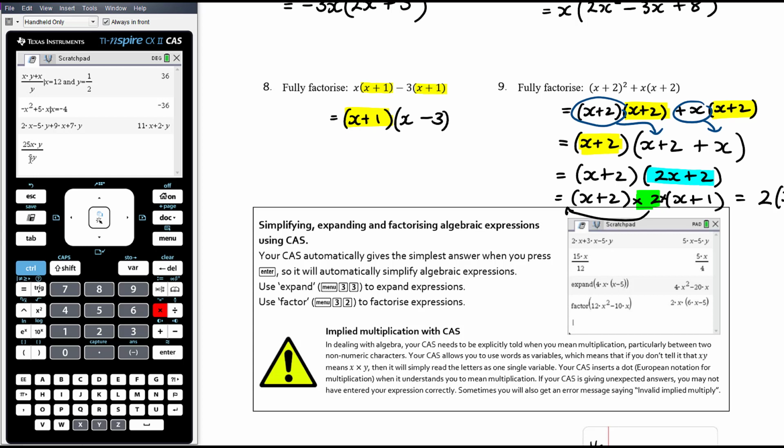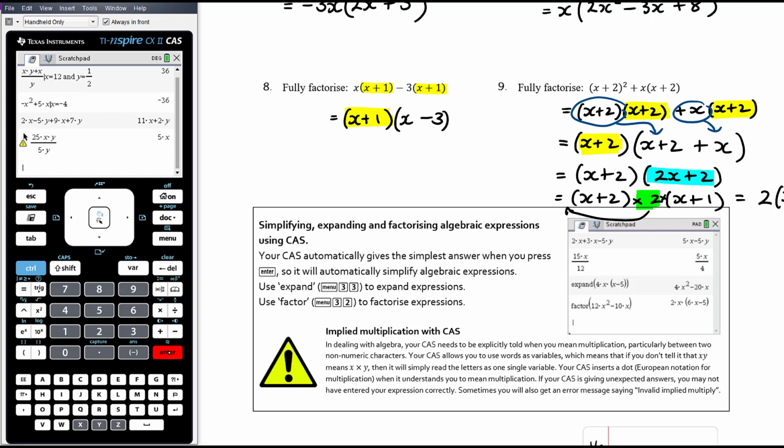When I press enter here, it'll simplify it so it won't show you, but it'll insert multiplication symbols. So look at the line above. When I typed 2x minus 5y plus 9x plus 7y, I didn't type in any of those multiplications. My CAS will insert them where it thinks I intend them. If you notice there's not a multiplication sign between some two things that you meant to be multiplied, then your CAS isn't understanding that they're being multiplied.